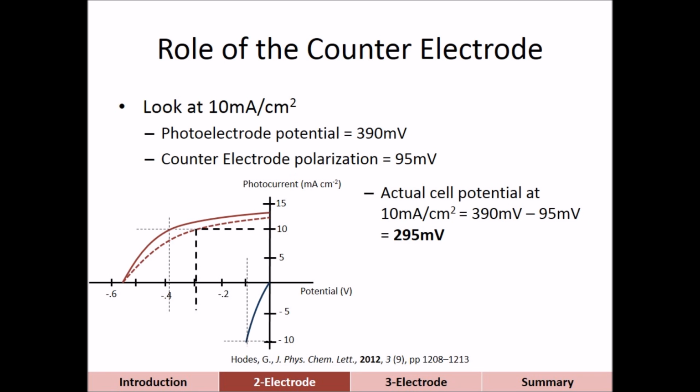If we repeat this same analysis for every different current in our IV curve, we can obtain this dashed red curve shown. And this dashed red curve is the actual IV characteristics of our solar cell. So if we were measuring a solar cell with this working electrode and this counter electrode in a 2-electrode setup, we would only ever see this dashed red line.